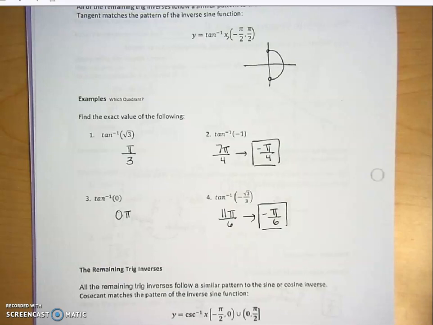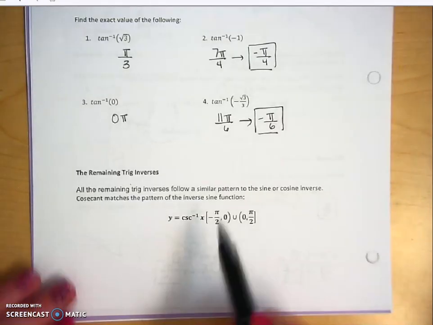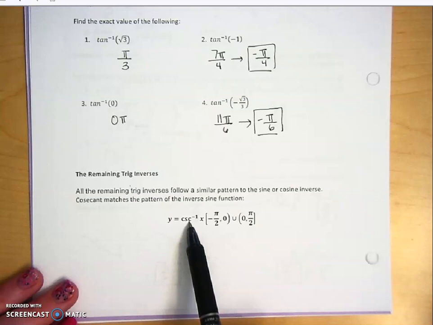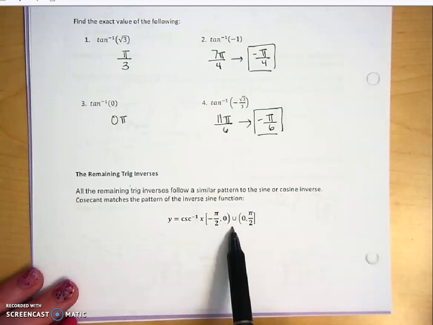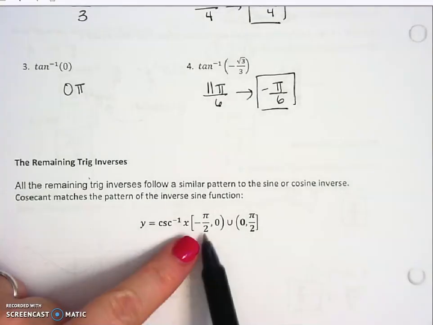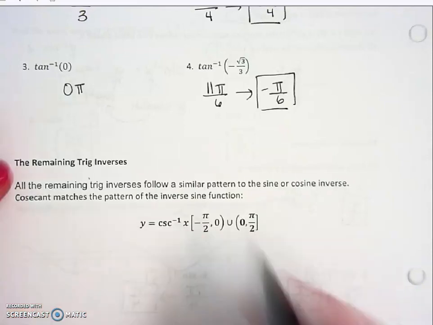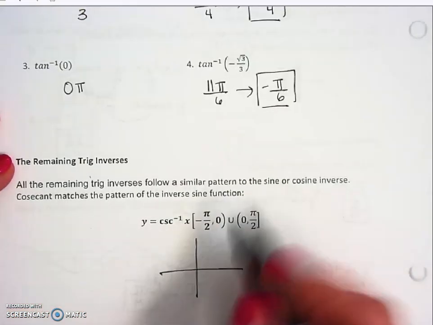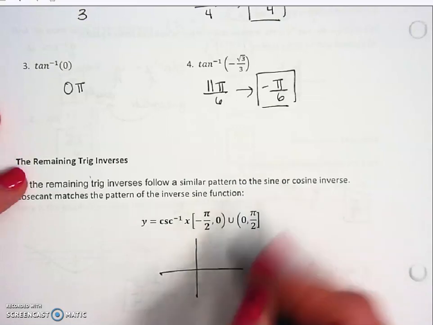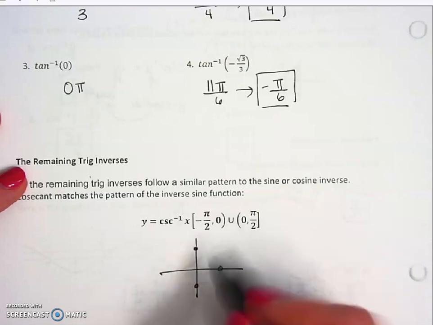Okay, so this video is on the remaining trig inverses. So these are our reciprocal ones. Cosecant has this domain restriction. It looks kind of scary, but it's really not that bad. It goes from negative pi over 2 to pi over 2, but it breaks at 0. So it has straight brackets at the end, which means those are included. So this is what that would look like.